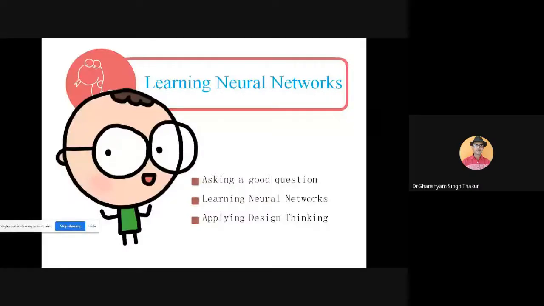So how does deep learning work? Let us understand the working of deep learning. Deep learning is implemented through neural networks, and the motivation behind the neural network is the biological neuron. So you can see the biological neuron and some artificial neurons. In learning neural networks, you have to have three things to develop your model: asking a good question, learning the neural network, and applying design thinking.